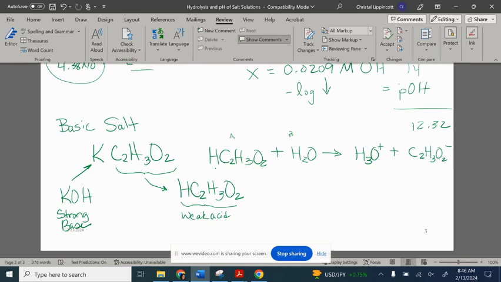Okay. So this has become an acid and this has become a base. So this is going to strip and end up forming some of this material. Okay. So we'll pick up there tomorrow.